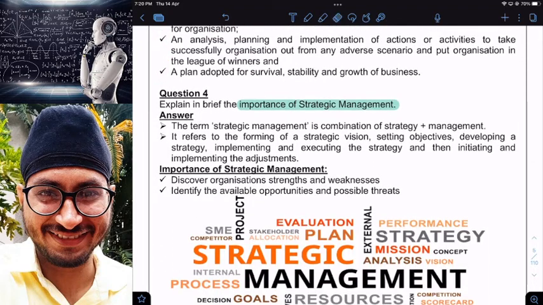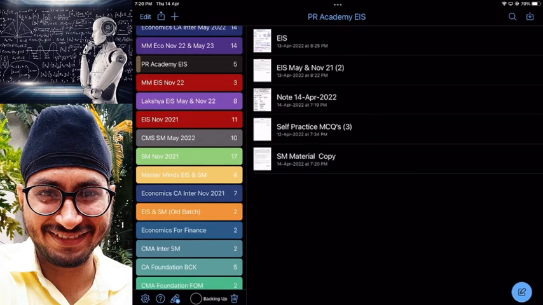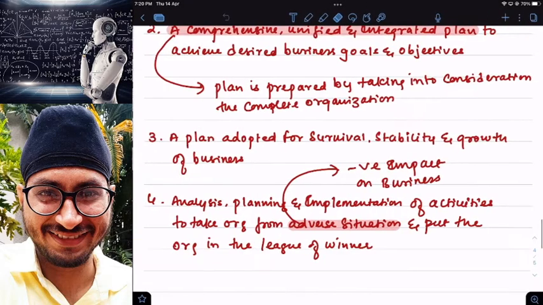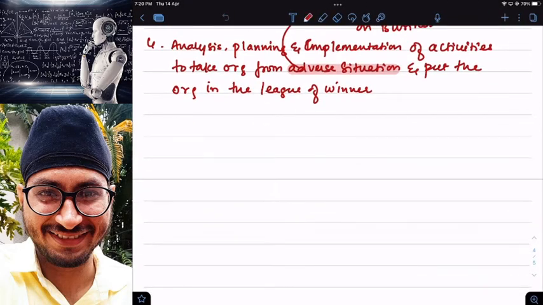Now let us understand the importance of strategic management. Clear? Why is strategic management required for business? Why is it important for every business to have strategic management? Importance of strategic management.